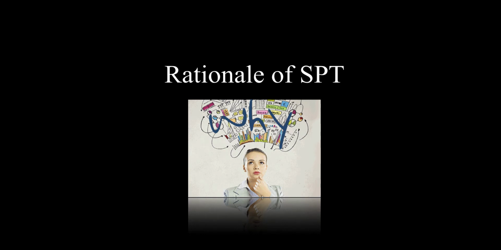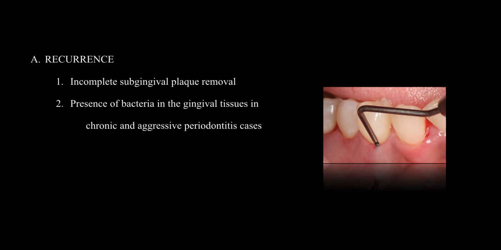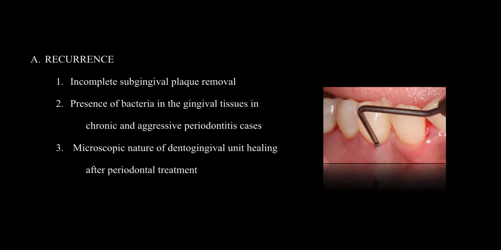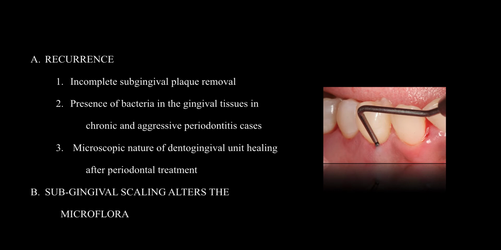What is the rationale of supportive periodontal therapy? As we mentioned before, recurrence is a problem, and the reasons for recurrence could be incomplete subgingival plaque removal, presence of bacteria in the gingival tissue in chronic and aggressive periodontitis cases, and the microscopic nature of the dentogingival unit healing after periodontal treatment. This is one aspect. The other aspect is that subgingival scaling will alter the microflora.